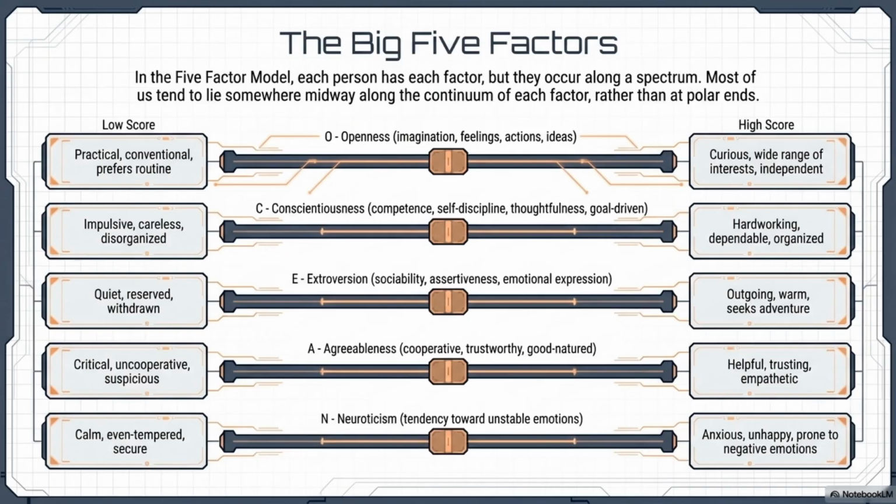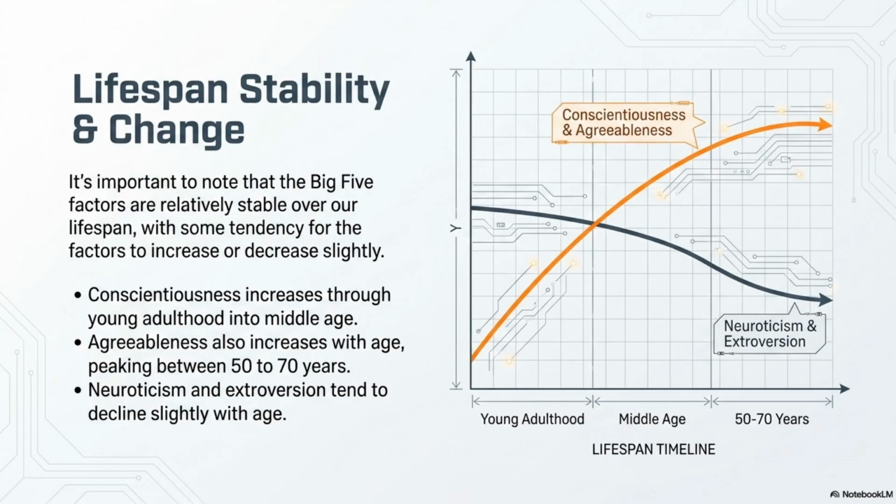Not at all. Section 11.7 actually highlights that while these traits are relatively stable, they aren't frozen. As we age, our conscientiousness and agreeableness tend to increase. Wait, really? We just naturally get nicer? Yeah, we get better at managing relationships, likely because careers and parenting force us to adapt. And conversely, neuroticism and extroversion actually slightly decline over time.